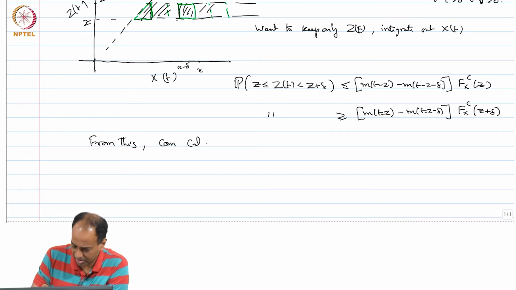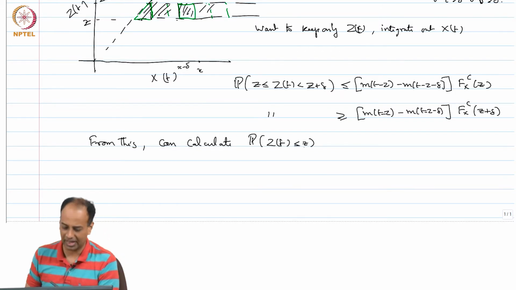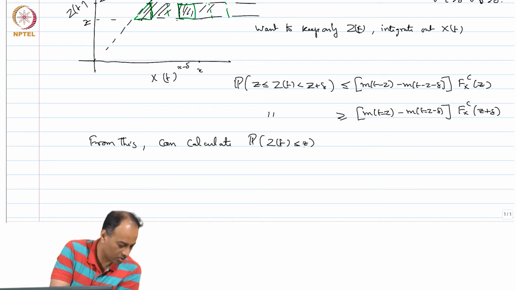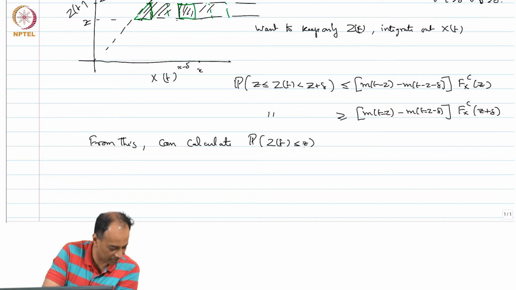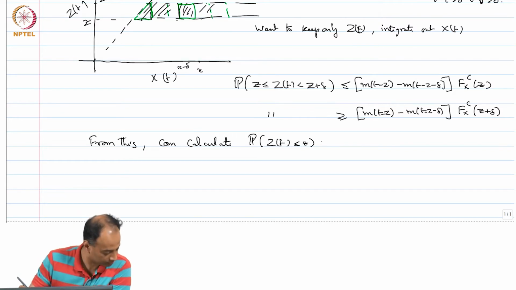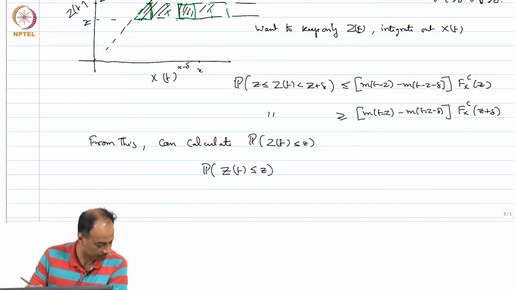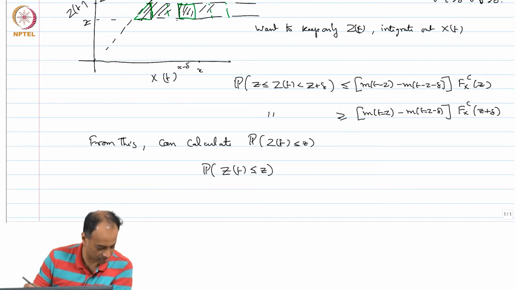Can calculate probability that, see, the mechanics are a little subtle, but you can calculate this, and what comes out is a sum like this. I think if I write it down, you will see that you can believe it. You will get something like this: the probability that Z_t is less than or equal to little z is upper bounded and lower bounded like so.